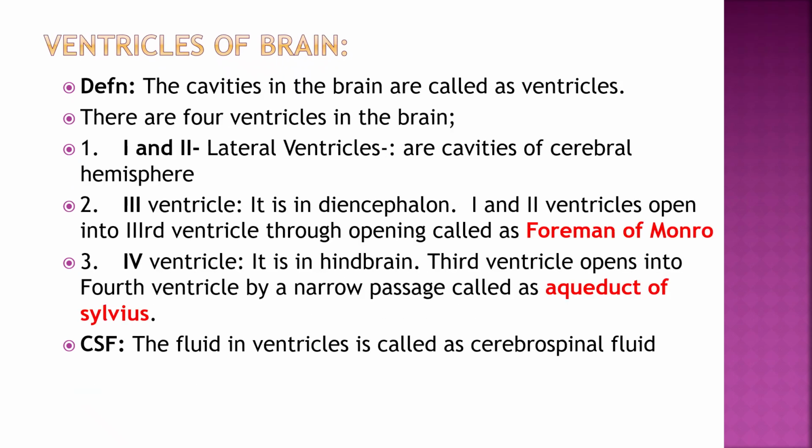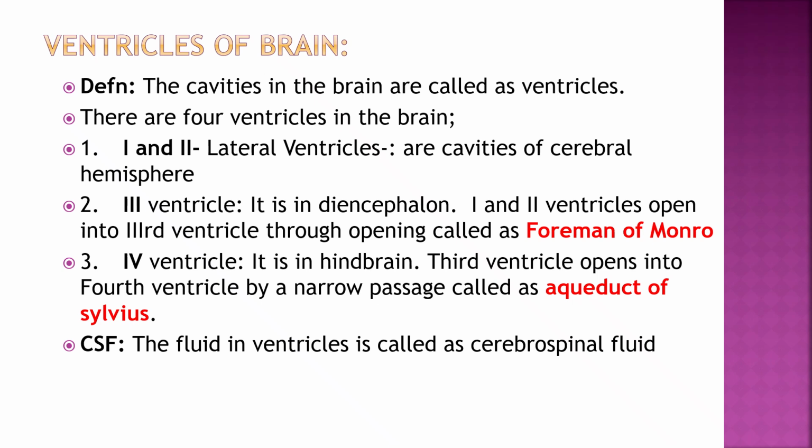Now we will see the ventricles of the brain. The cavities or spaces present in the brain are called ventricles, and because of that the brain weight becomes lighter. There are mainly 4 ventricles in the brain. The first and second ventricles are also called lateral ventricles. They are cavities of the cerebral hemisphere. Then the third ventricle is present in the diencephalon, and the first and second open into the third ventricle through an opening called the foramen of Monro.